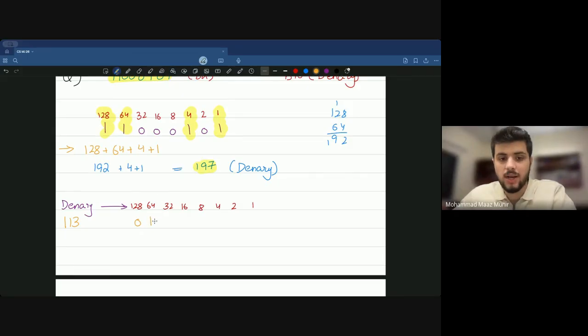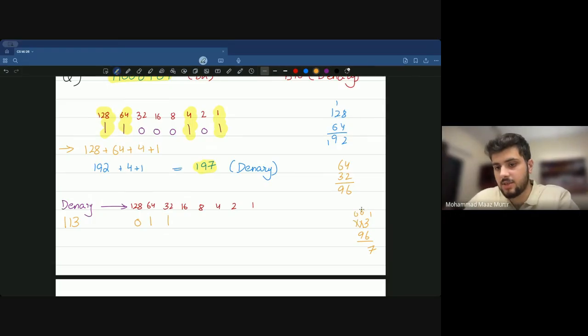64, yes. So 1. 64 के अंदर अब मैं क्या ऐड करूंगा, which can get me 113. So I would be keeping this as 1. Why? Because 64 plus 32 is basically 96. Okay, good. So 113 minus 96 is what? This is going to become a 0, 1. So this will be 7. And again 0, and this is going to become 10, so 17.